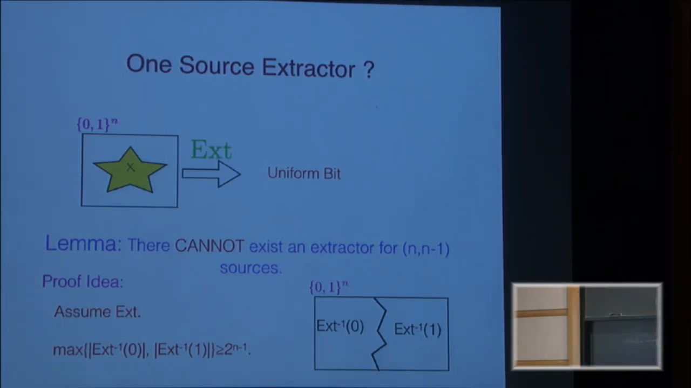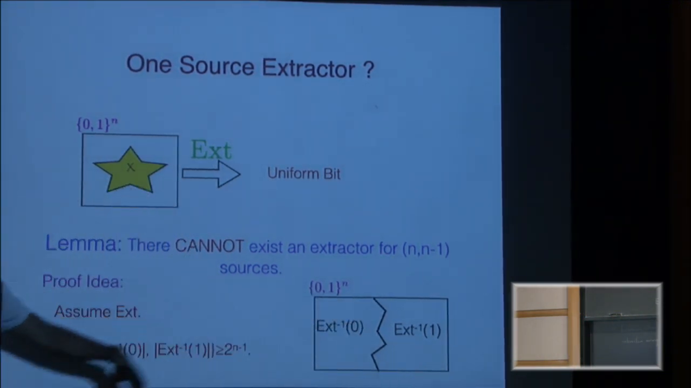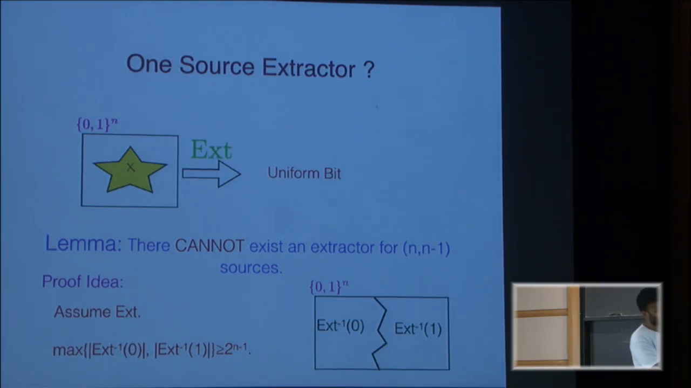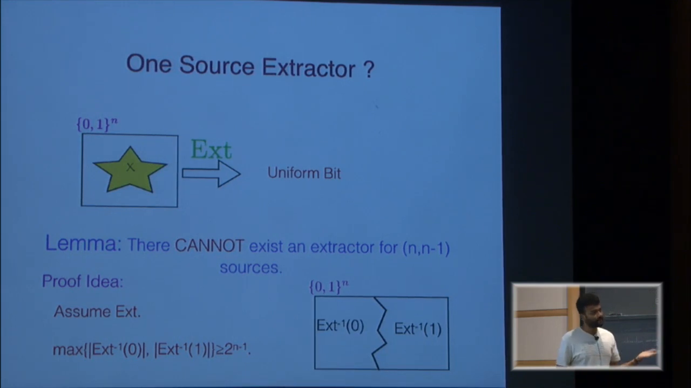So for example, if this is the larger part, it has at least 2^(n-1) strings. Now if your distribution is over this set, then it has entropy at least n minus 1 because it's a large set. But your extractor just outputs 0, right? So you cannot construct such an extractor. It just does not exist. It's really bad news.